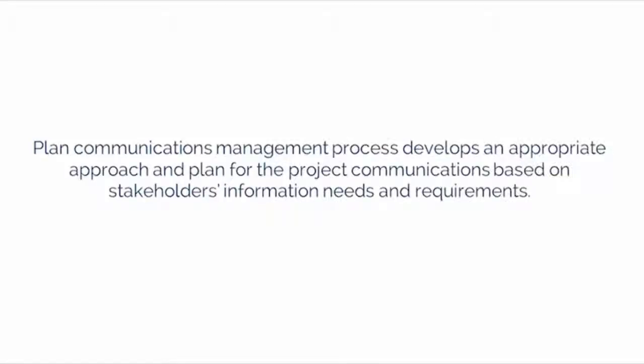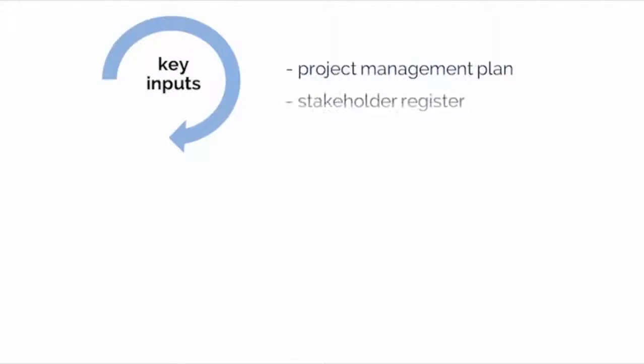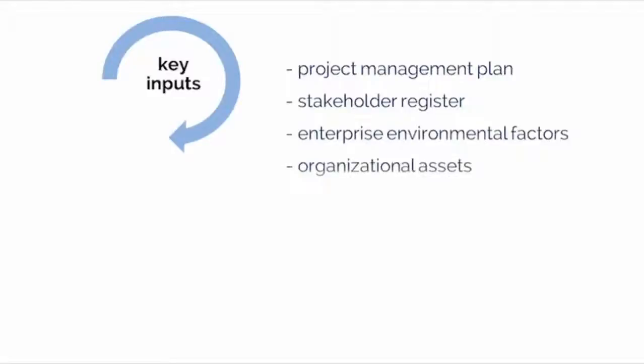The Plan Communications Management process develops an appropriate approach and plan for the project communications based on stakeholders' information needs and requirements. The key inputs for this process include the Project Management Plan, which provides information on how the project will be executed, monitored, controlled, and closed, and the Stakeholder Register, which identifies all the stakeholders so that we can develop the right communication strategy. The other 2 inputs relevant to this process are enterprise environmental factors and organizational process assets. These can be helpful and can guide us in planning the communication activities on the project.